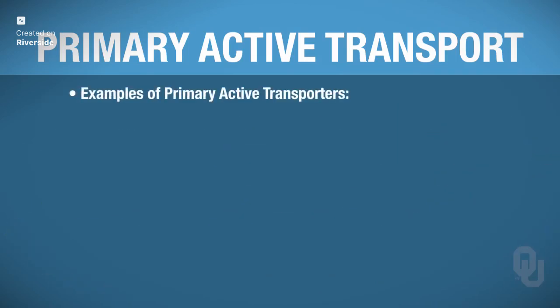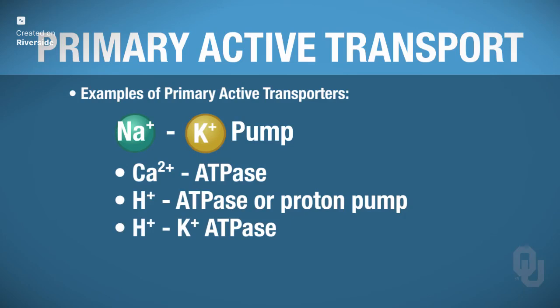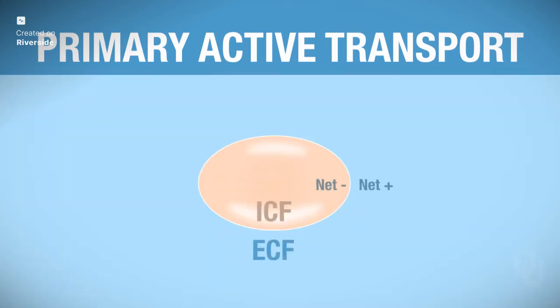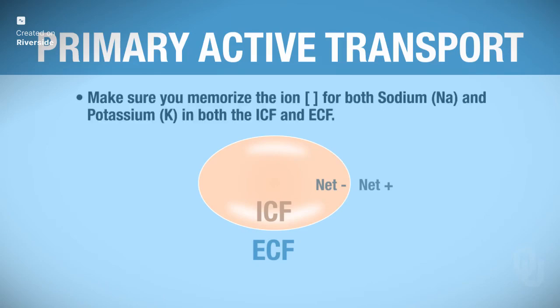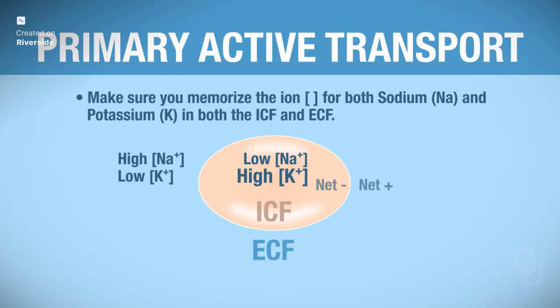So here are some different examples of primary active transporters. The most common one is going to be the sodium-potassium pump, and hence that's the example that we're going to be talking about in just a moment. To begin, it's very important that you actually memorize your ion concentrations for sodium and potassium in the intracellular fluid as well as the extracellular fluid. And so we have a high concentration of potassium in the intracellular fluid and a low concentration of sodium in the intracellular fluid. And then just the reverse conditions out there in the extracellular fluid.